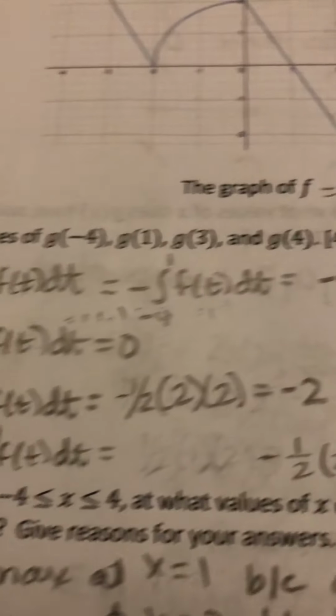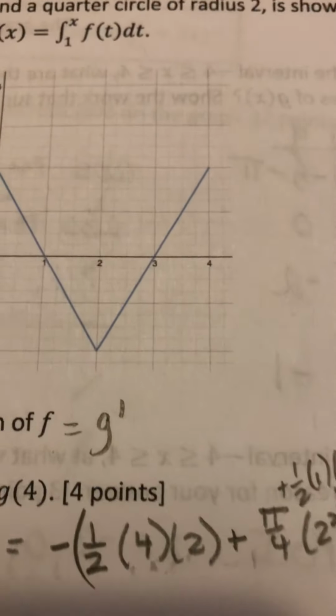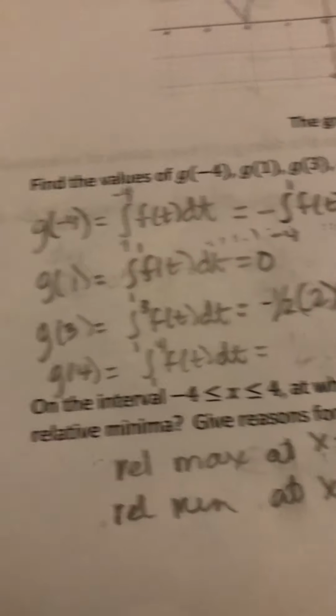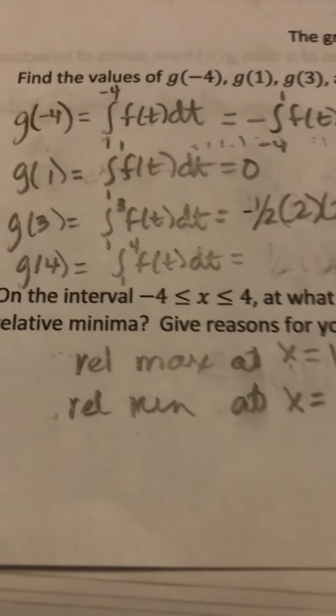And g of 4, integral from 1 to 4. So we have that triangle under the x-axis from 1 to 3, and then the triangle above the x-axis from 3 to 4. So negative 1/2 of 2 times 2 plus 1/2 of 1 times 2 gives us negative 1. So there are our 4 values for part 1. Using FTC, but a little bit differently because it was defined for us, we didn't have to make up the integral ourselves and use the whole formula.